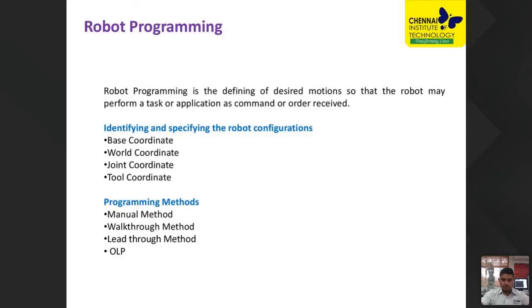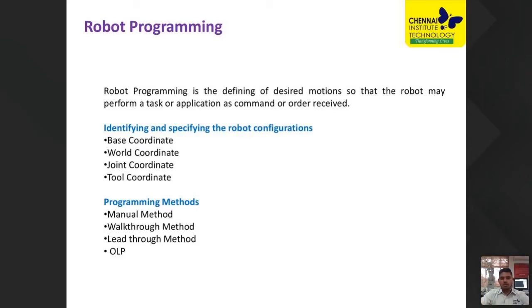For programming methods, there are different types. The first one is manual programming, which we have in our institution. We take the robot pendant, and with that pendant you operate the robot and record the points. The robot then keeps repeating the recorded points. That is the manual method.